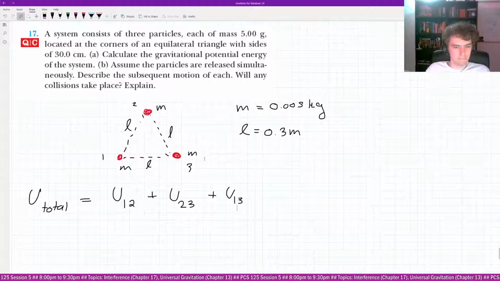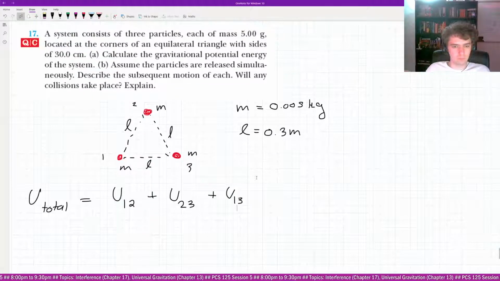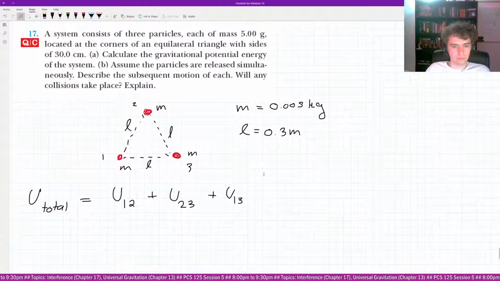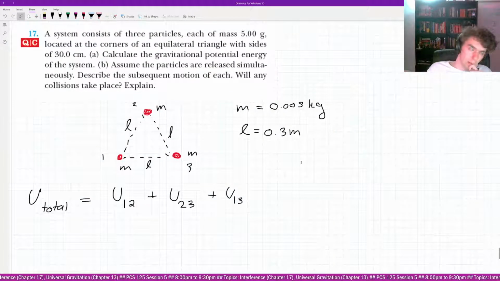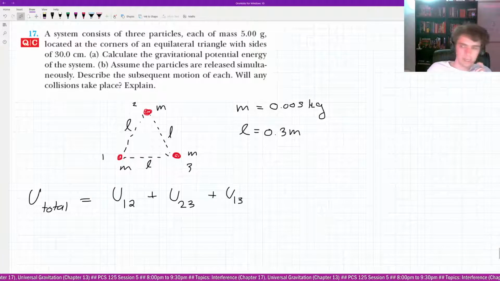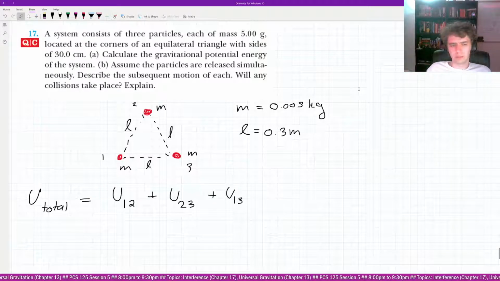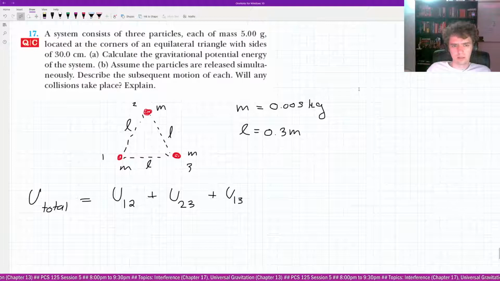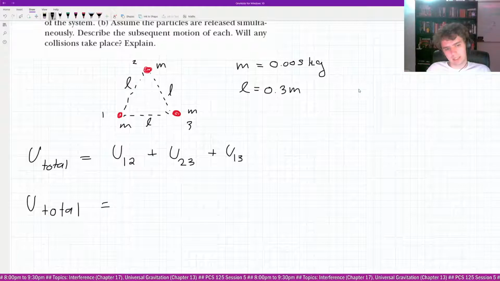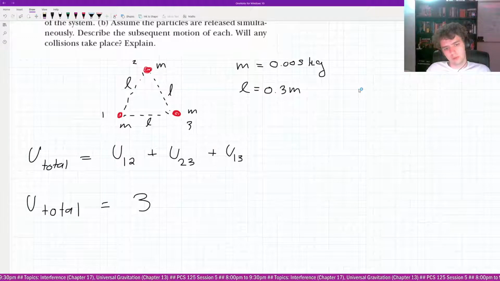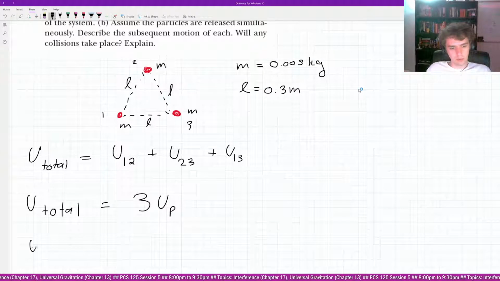Yeah, but since they all have the same radius, can't you just make them equal to each other so it's just 3 of one of them? Probably. Yeah, that's true. There would be no difference between them at all, because they have all the same radius, right? And the same masses. Yeah, that does seem like it. So I'll call it 3 U pairs. I'll call it UP for U pairs.